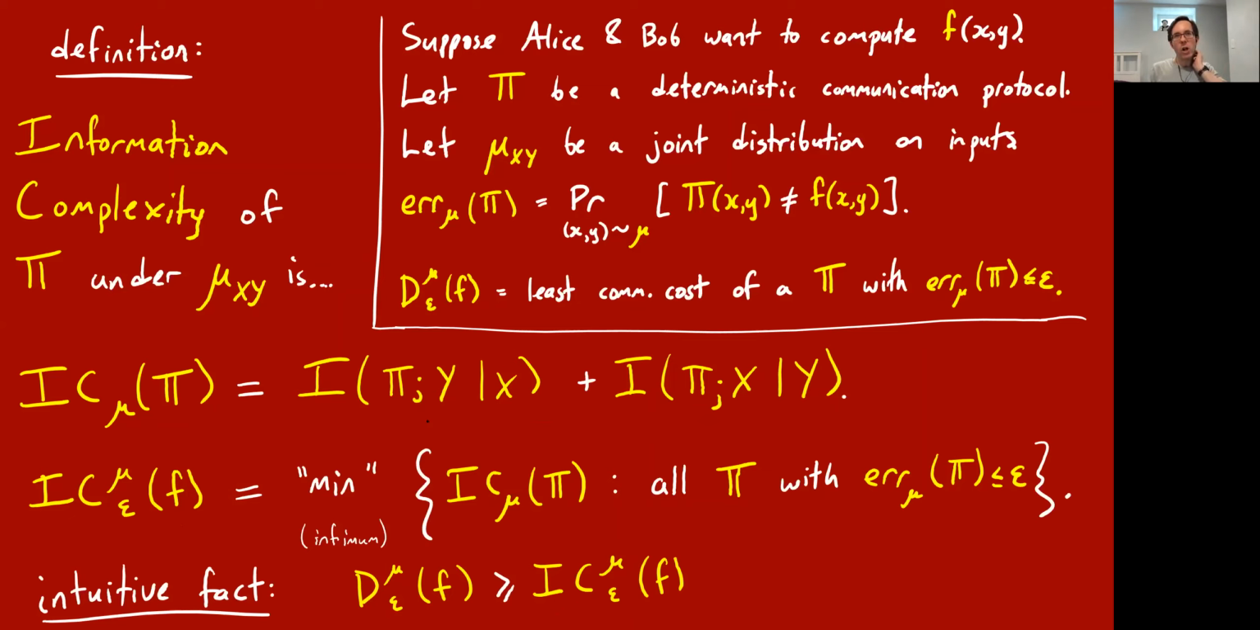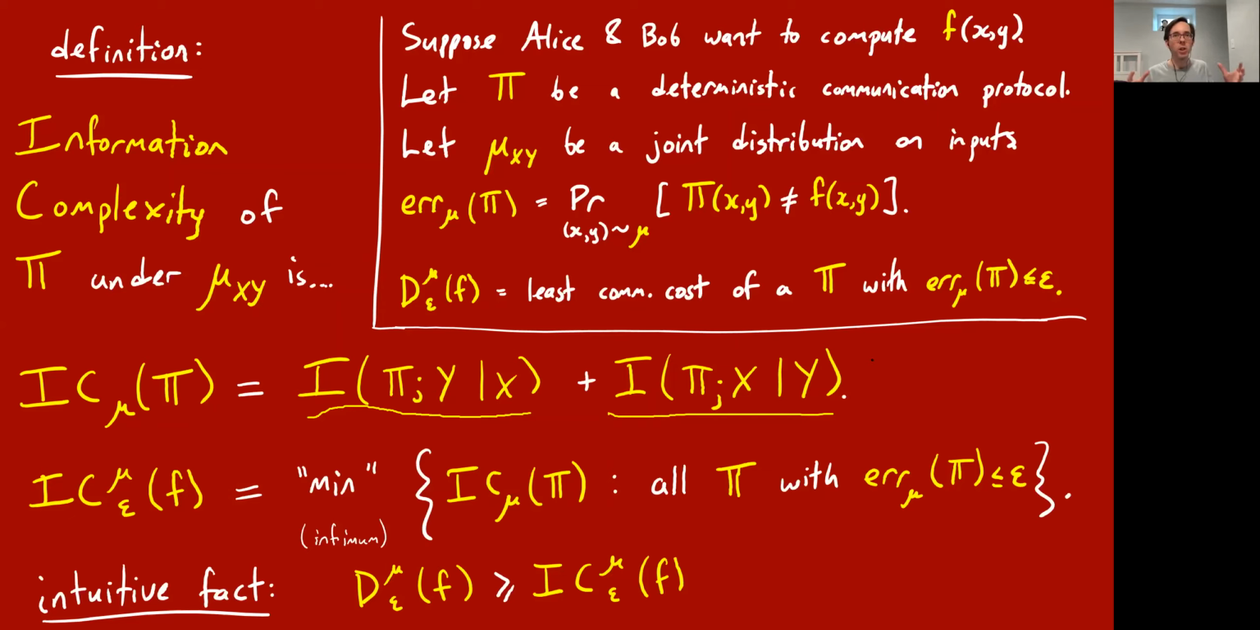And the reason is, this is the number of bits that Alice learns about Bob's input from the conversation. She already knows the whole transcript and her own input x. So the only way she gets information about Bob's y is through the bits that Bob sent to her. And the only way Bob gets information about Alice's input x is through the bits that Alice sent to Bob.